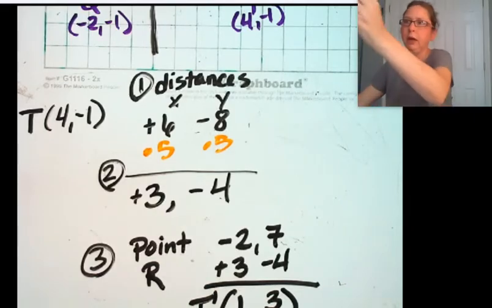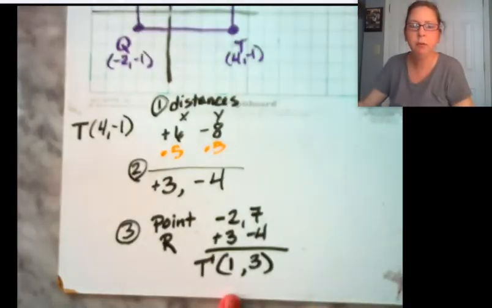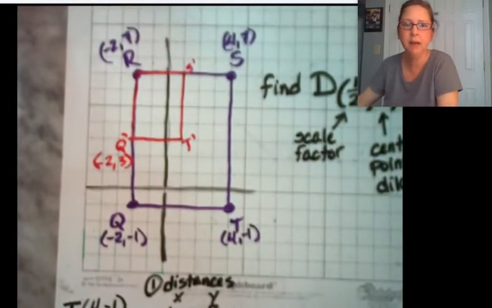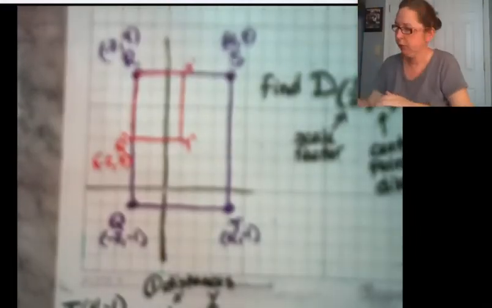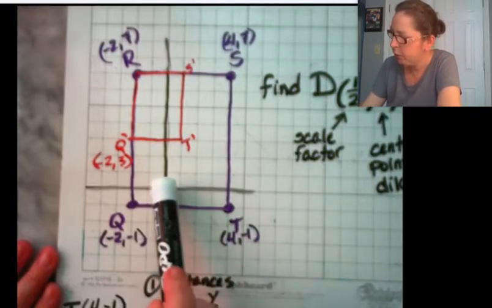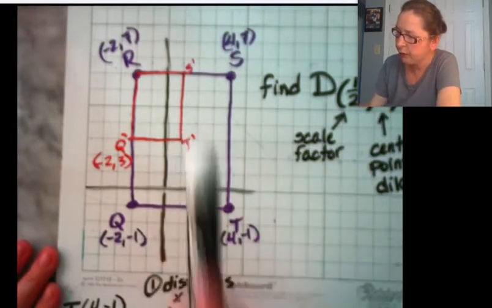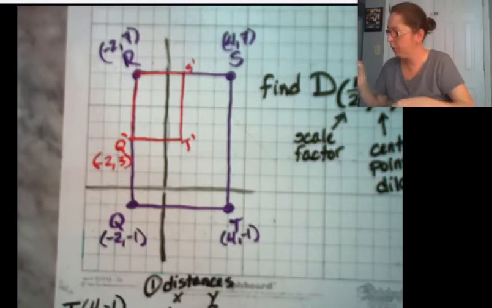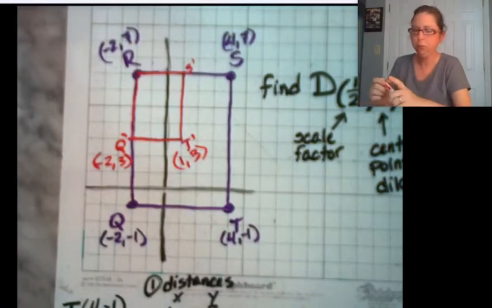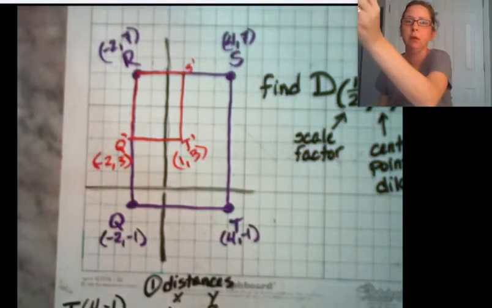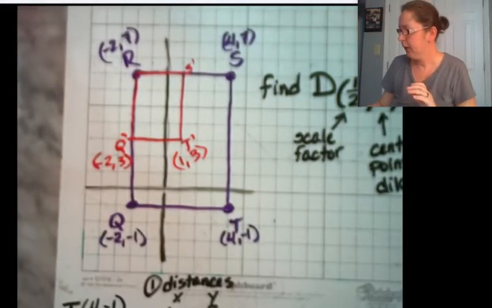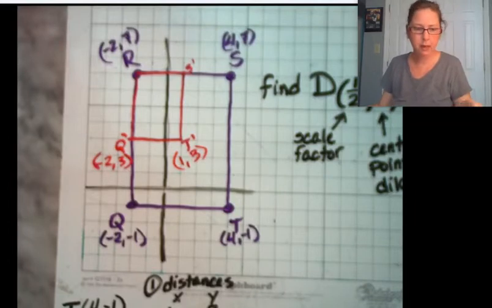So let's double check that this point 1 comma 3 was our value of t when we sketched it. So my origin is right here, so I went over positive 1 and up 1, 2, 3. And that matches with what we got algebraically. 1 comma 3. Okay, let's do our last point now.